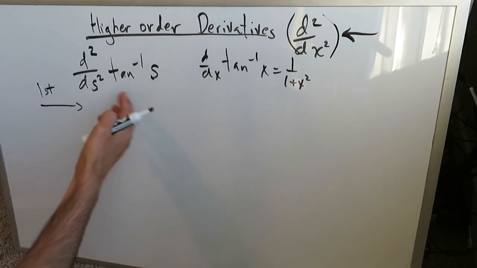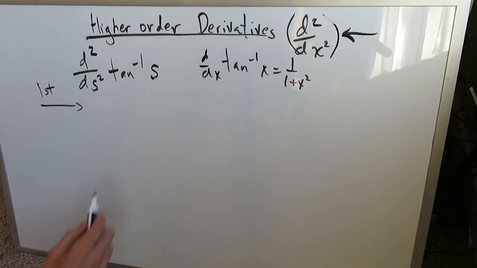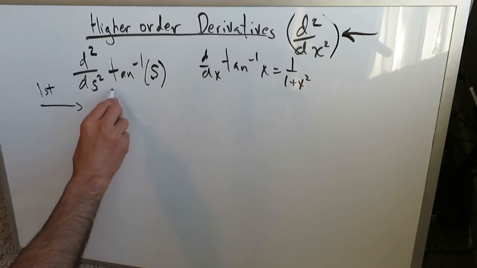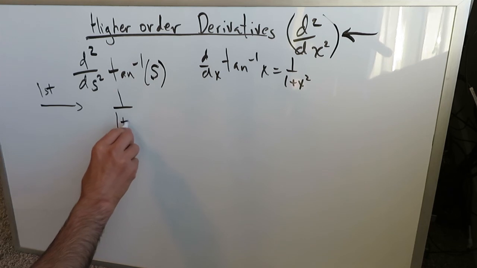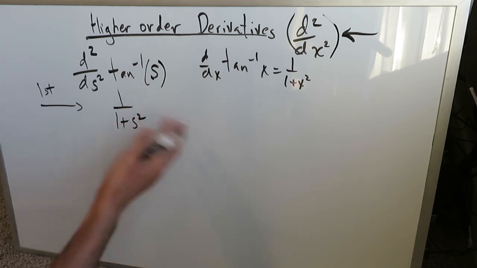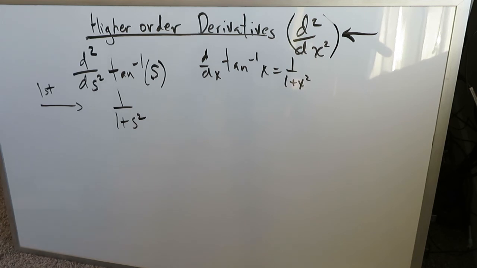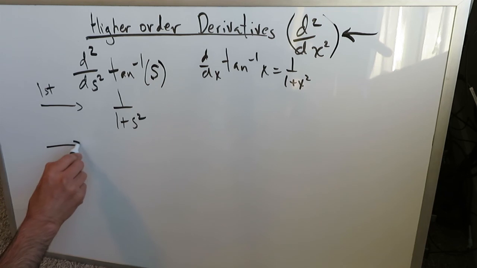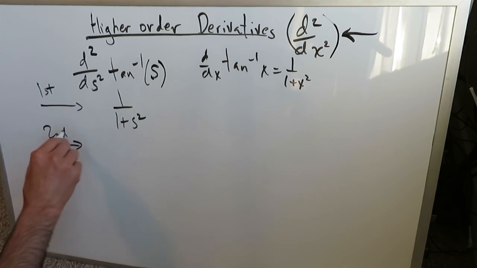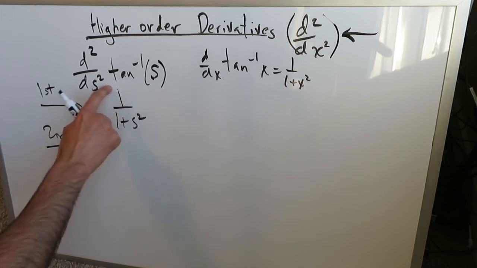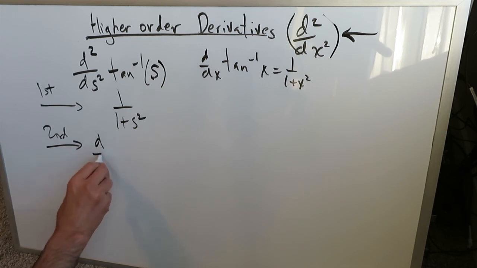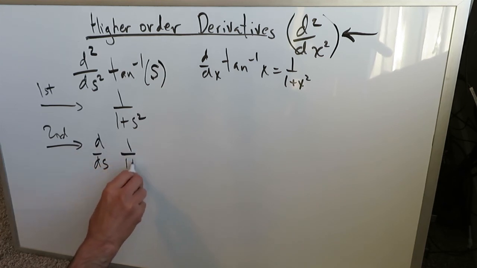So the first order derivative is easy because this is not a composite function by any means. Your answer right here, first order derivative is 1 over 1 plus s squared, and you're done. This right here is your first order derivative, which is representing the rate of change of your initial function. Now when you do the second order derivative, you're basically taking this function over here and you're doing the derivative on that, the second step, 1 over 1 plus s squared.